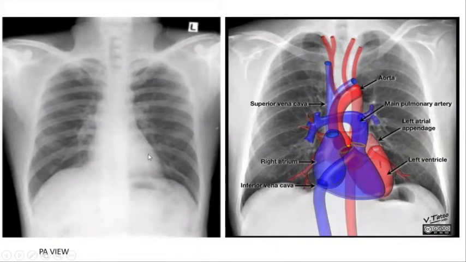And let's compare this X-ray with the pictorial view. This is the right atrium, and this is the right ventricle. This is the left ventricle, and this is the left atrium with the appendage. Now look for the great vessels and the aorta, which arises from the left ventricle, and this is the shadow of the aortic knuckle, and we can see here how this emerges from the left side of the heart.